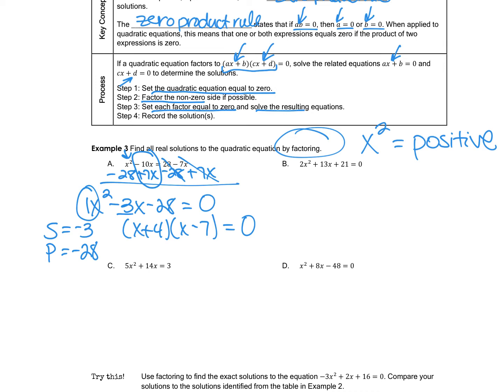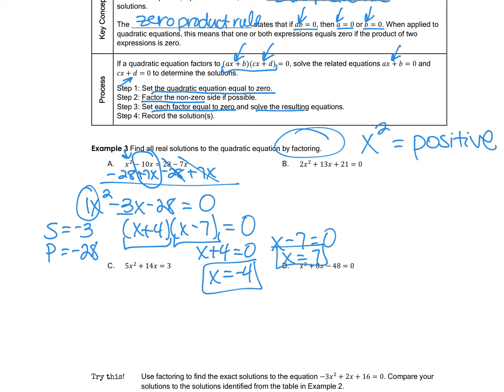So once we have factored, we are then setting each factor equal to 0. Because these are linear factors, and then we can solve it. So that would be x equals negative 4 and x equals positive 7, because you add 7 over, you subtract 4 over. So there's my two solutions, negative 4, positive 7. So this is solving a quadratic equation by factoring.